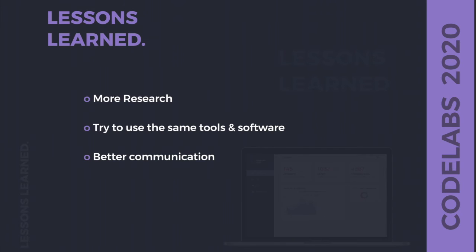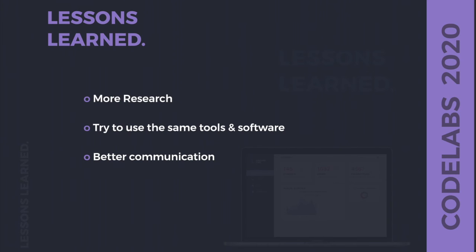Another thing that we could improve would be to try to use the same tools and software when developing this system. The reason I say that is because we had some technical issues. My team member Sarah was working on a Spring project. She was working on the backend, and she was using Eclipse for development.